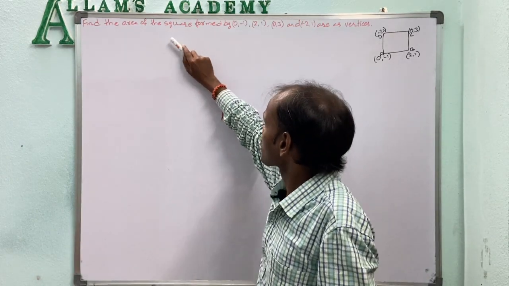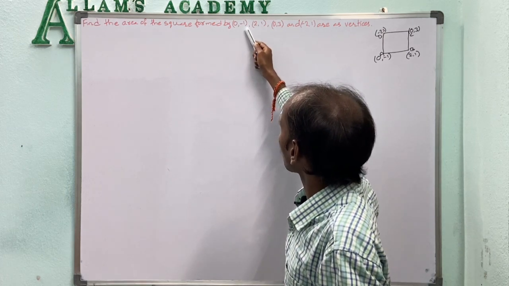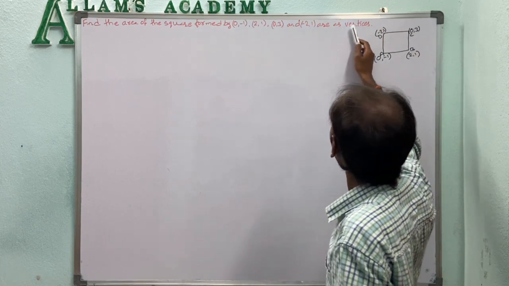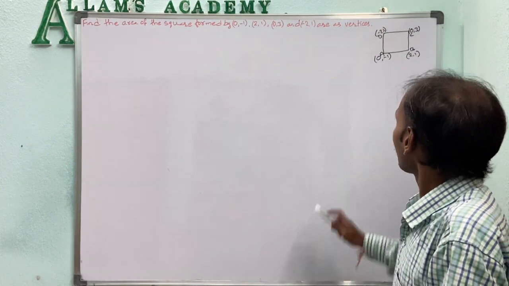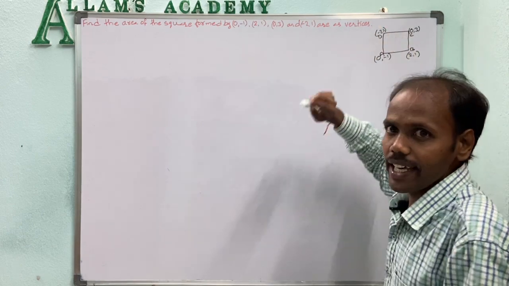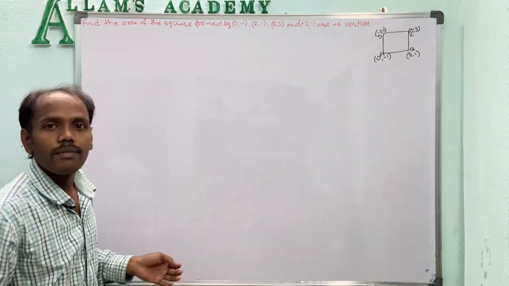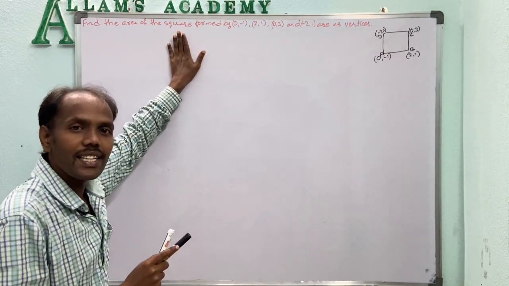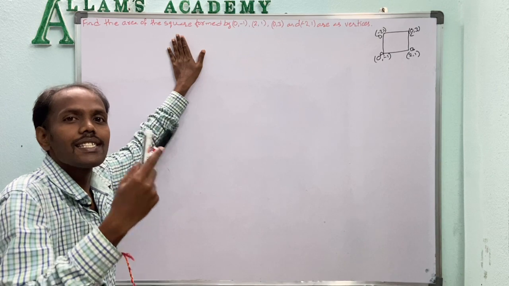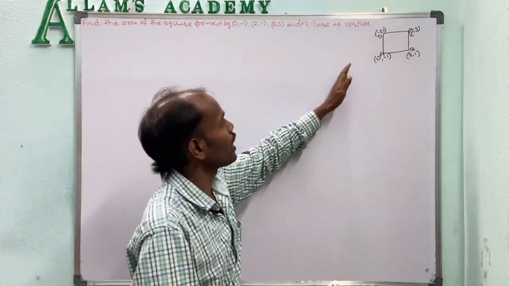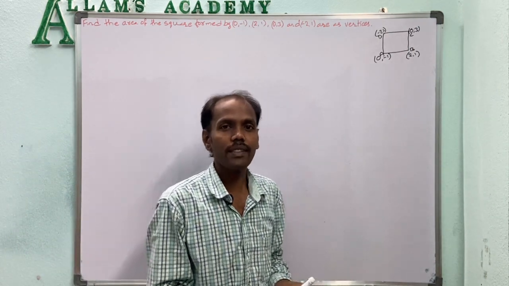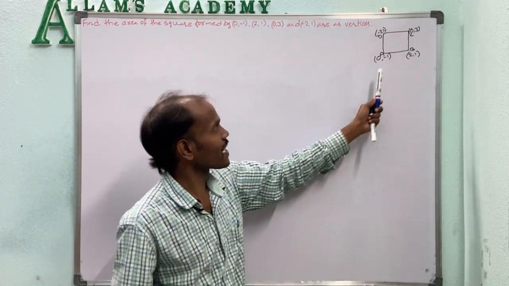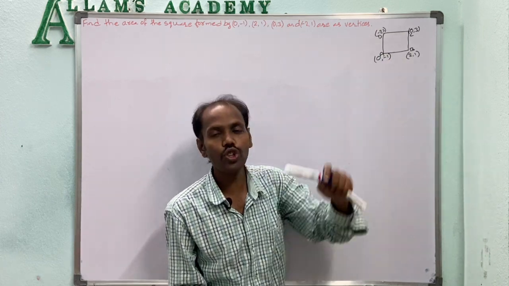Find the area of the square formed by (0, -1), (2, 1), (0, 3) and (-2, 1) as vertices. So here the points will be taken as a square. In our previous classes we studied that the area of a square is side into side. So here, by using that principle, we solve the problem. Here the side length is nothing but the distance between two points.